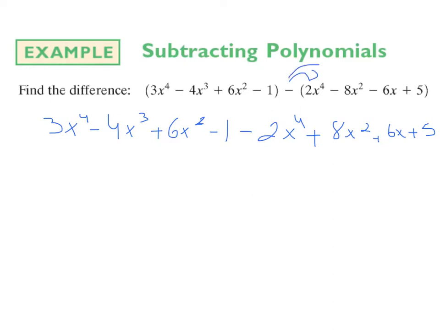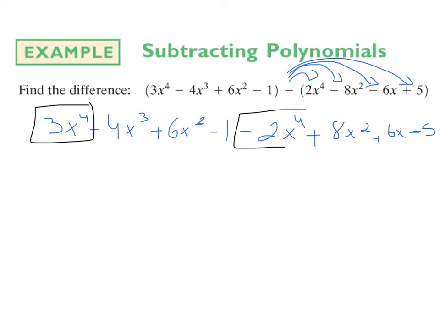As we remove the parentheses, negative with positive is negative, and negative with negative is positive. Negative times negative is positive, and negative times positive is negative. That's why I'm supposed to write negative here. Okay, now we can add 3x to the fourth power with negative x to the fourth power.